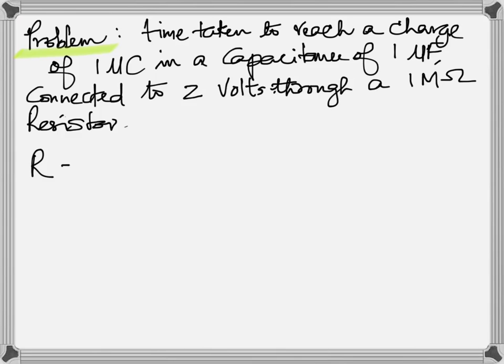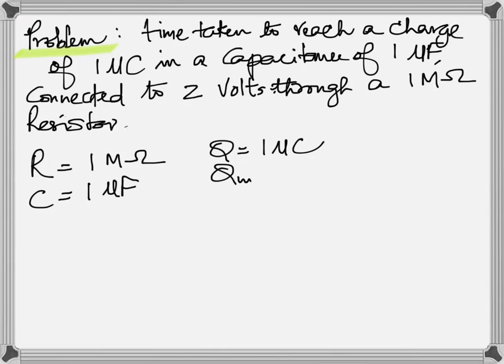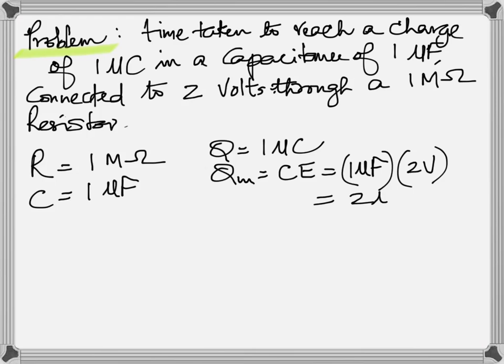So write down the given quantities. R is 1 mega ohm. Capacitance is 1 microfarad. We'll leave them as they are. And you're talking about charging. Q is 1 microcoulomb. The maximum charge is C times E. First you find that. Multiply the capacitance with the voltage to get 2 microcoulombs. So that's going to be the maximum charge.